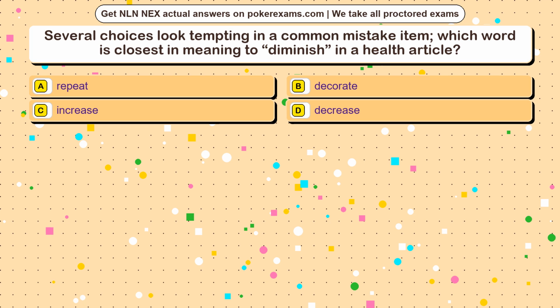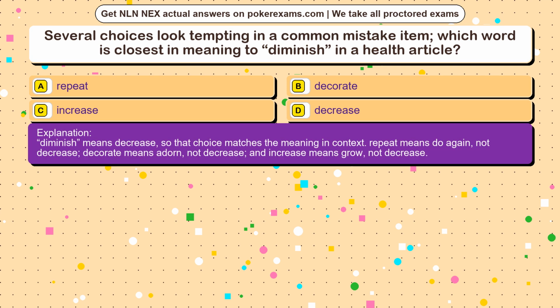The correct answer is option D. Diminish means decrease, so that choice matches the meaning in context. Repeat means do again, not decrease. Decorate means adorn, not decrease. And increase means grow, not decrease.